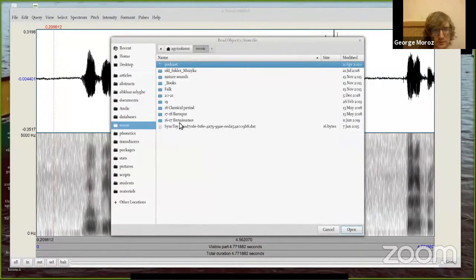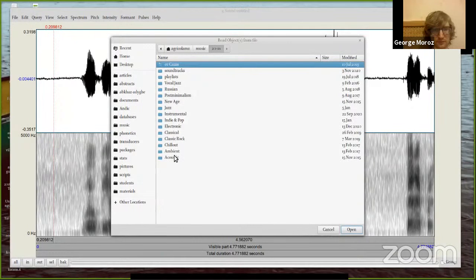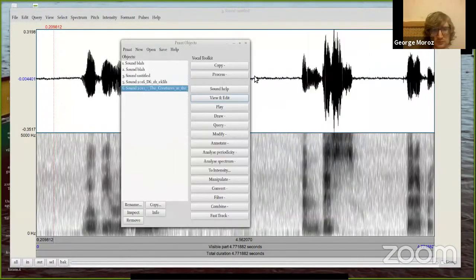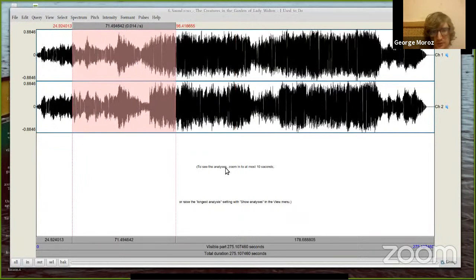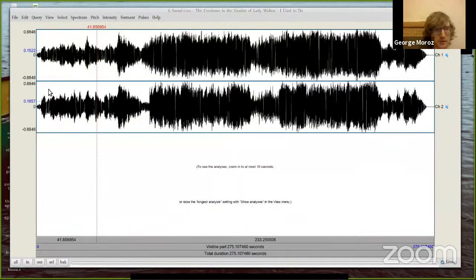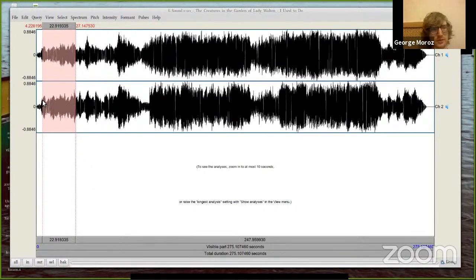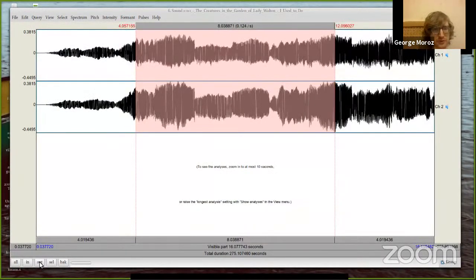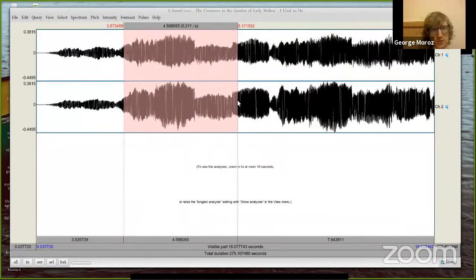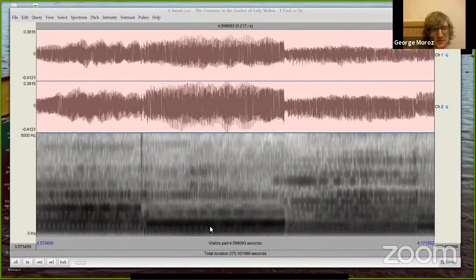Okay, maybe it's better to do like this. So here is the recording of the big song. So you see, to see the analysis, zoom into at most 10 seconds. So you can go, for instance, to the beginning, and even if it's 22 seconds, we won't have any results. So you need 10 seconds, something like this. Now it's 8. I press select, and now I have spectrograms. And it's really nice to look at the music recordings in the spectrograms, because you somehow see what's going on there.